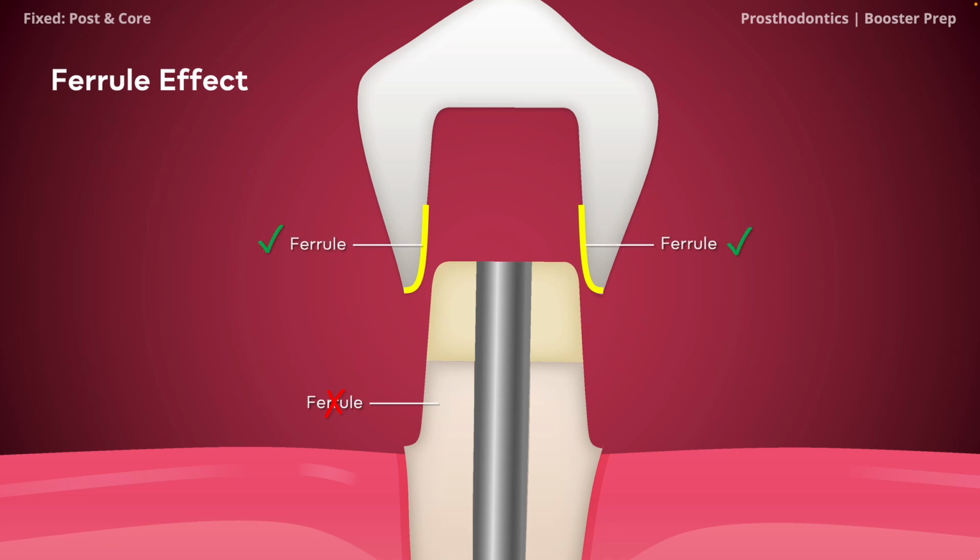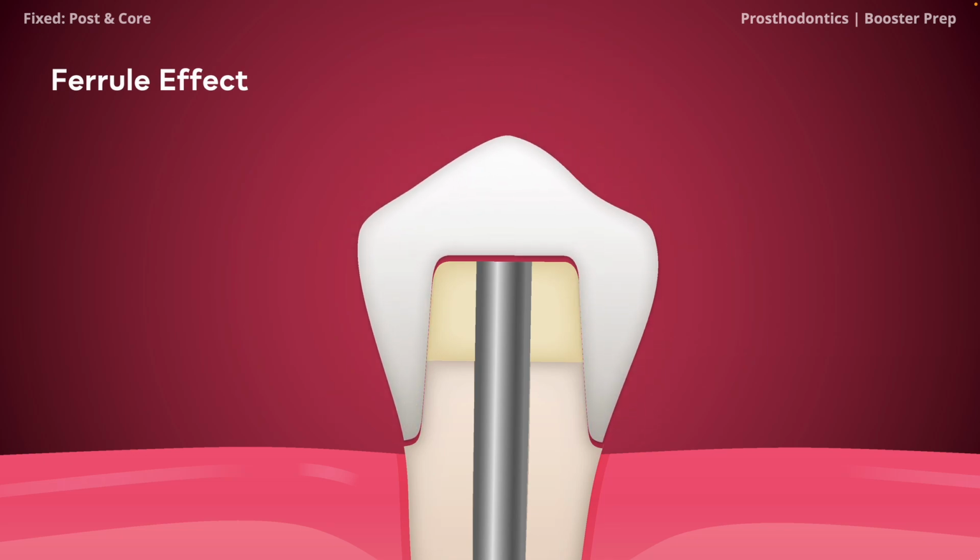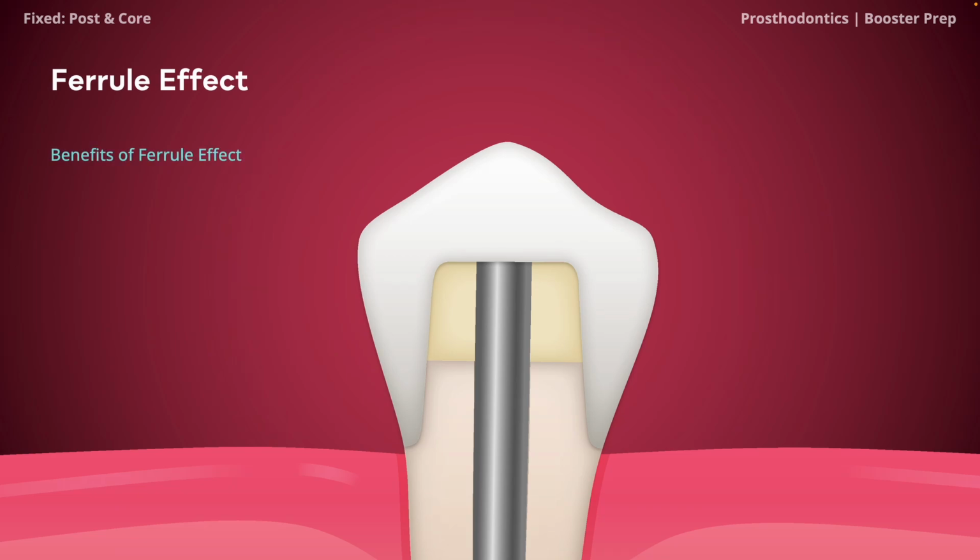So when the crown is seated, the ferrule, or the yellow areas on the crown, will give the remaining tooth structure a tight hug, helping keep everything together, and that hug is known as the Ferrule Effect. So why is the Ferrule Effect so crucial when planning post and cores?